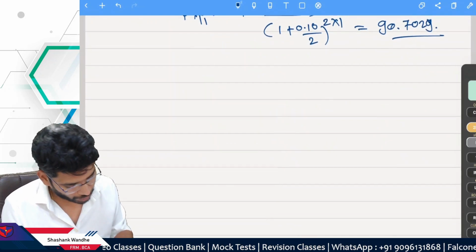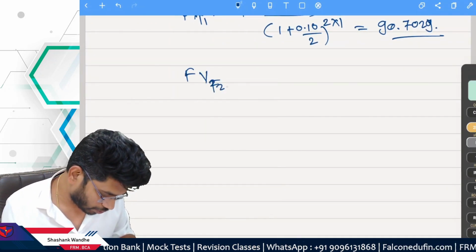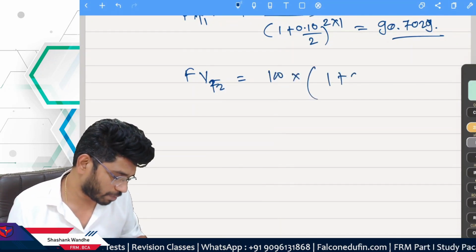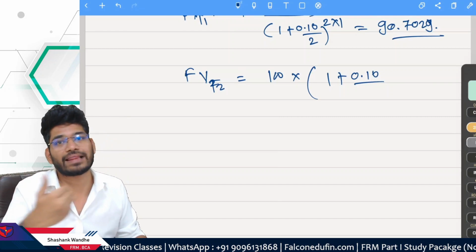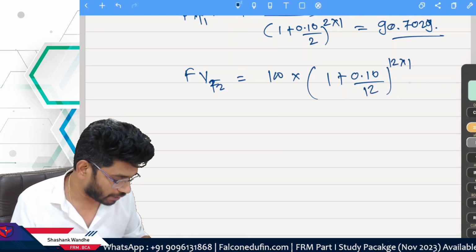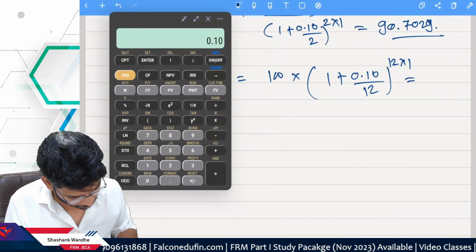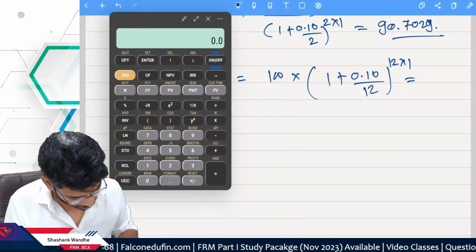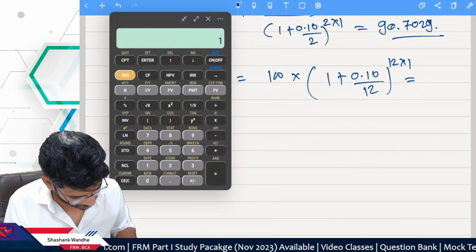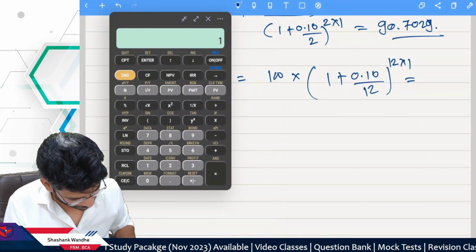If you have to do the calculation for the monthly, then the future value for say 2 years, T2, will go like this, multiplied by 1 plus 0.10. Now what is the periodicity? Monthly. There are 12 months in total, so a total of 12 periods, 12 multiplied by 1, and whatever the answer is, is your future value. So for this calculation, we have to take 0.10 divided by 12 plus 1, to the power 12, multiplied by 100.